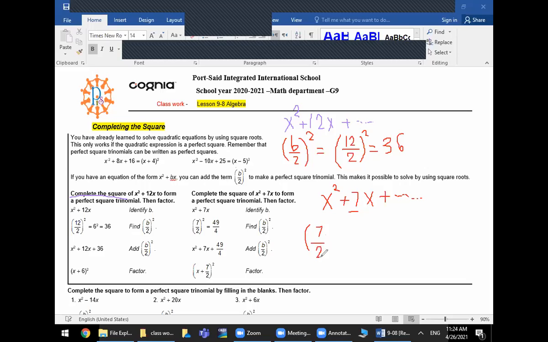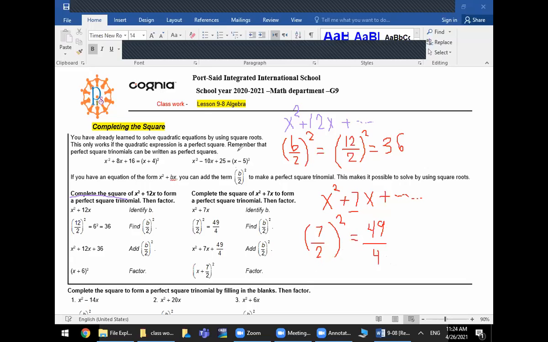All to the power of 2. So the answer will be how many? It will be... calculator. 7 over 2, it will be 49 over 4. Right? Because 7 to the power of 2 means 7 times 7, and 2 to the power of 2 means 2 times 2. So the answer will be 49 over 4.